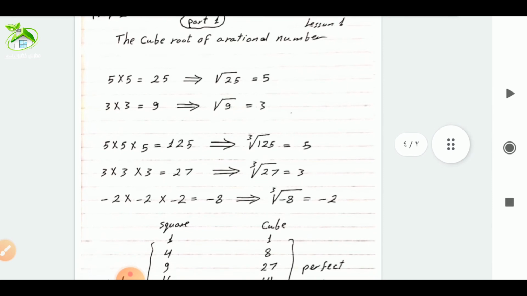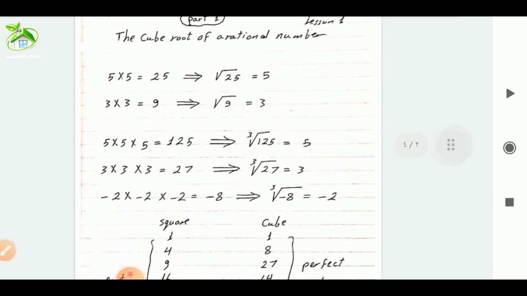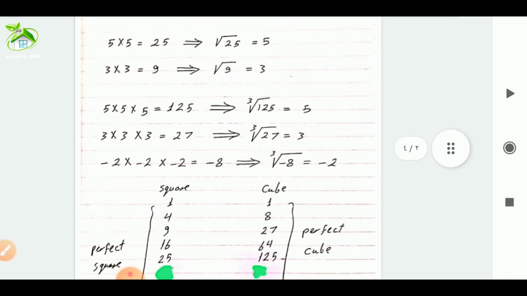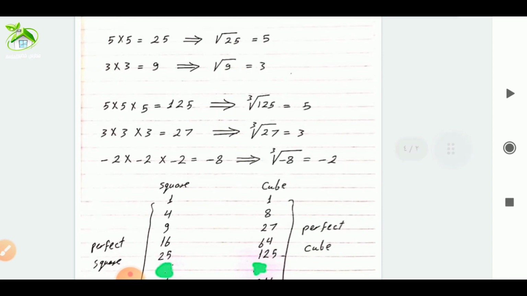The inverse of finding the square of a number is called the square root. The square root of 25 means get the number which, multiplied by itself 2 times, gives this number. So the square root of 25 equals 5. The square root of 9 equals 3.